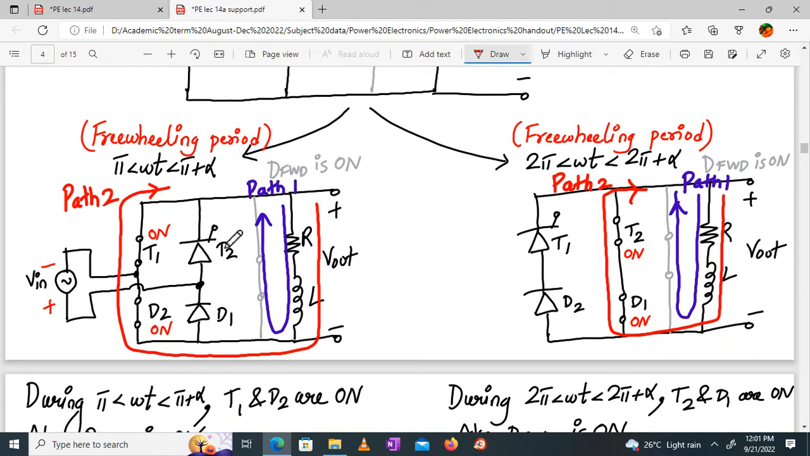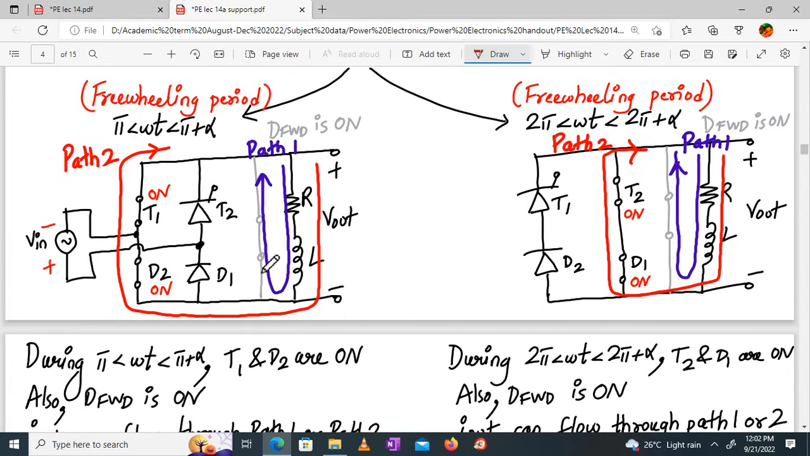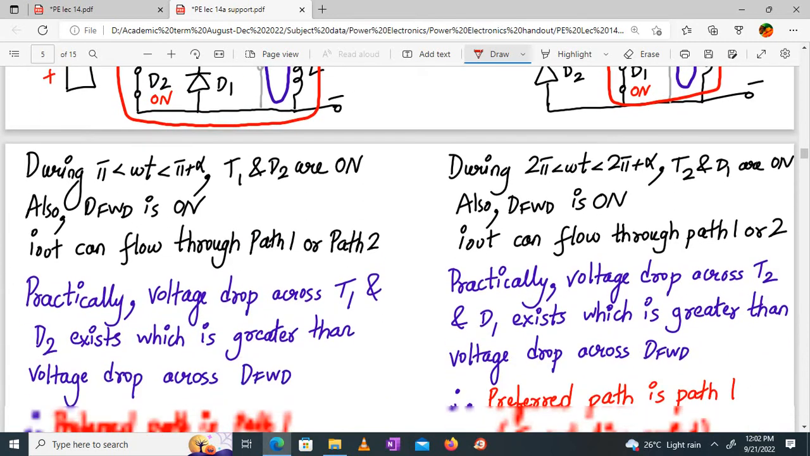Similarly, in the period between 2 pi to 2 pi plus alpha, part 2 is between T2 and D1. They both are on. But if you connect a freewheeling diode, that freewheeling diode will be on. And the energy across the inductor will be released instantly. And the output voltage will become 0. It will not go negative. Okay? You have understood the meaning of this? Why? What is the advantage of connecting an external freewheeling diode? In reverse bias, I mean in opposite, anode and cathode is reverse over here. Fine? Are you following?